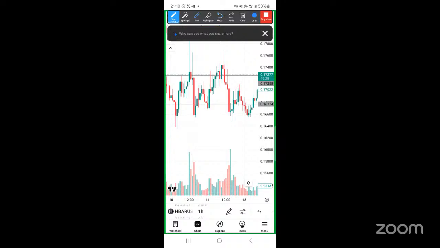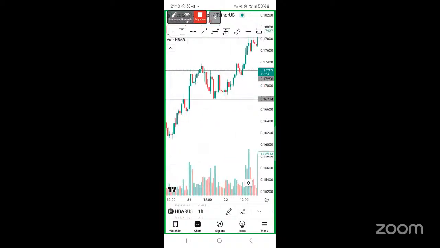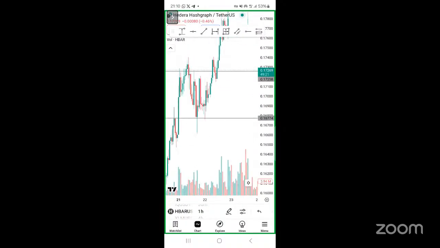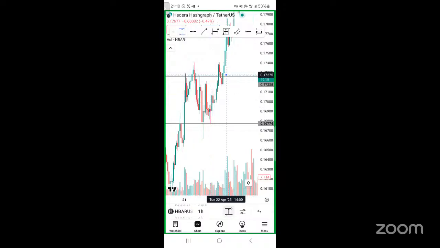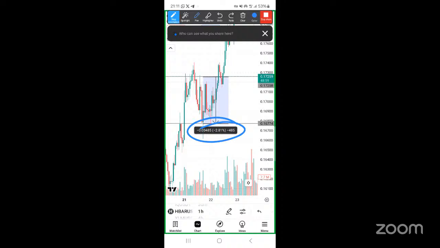So I can now measure and know that when the market bounces off this price, I will come and put my tape measure on this distance. You see the distance? What is the percentage? In fact, it is just -2.8.